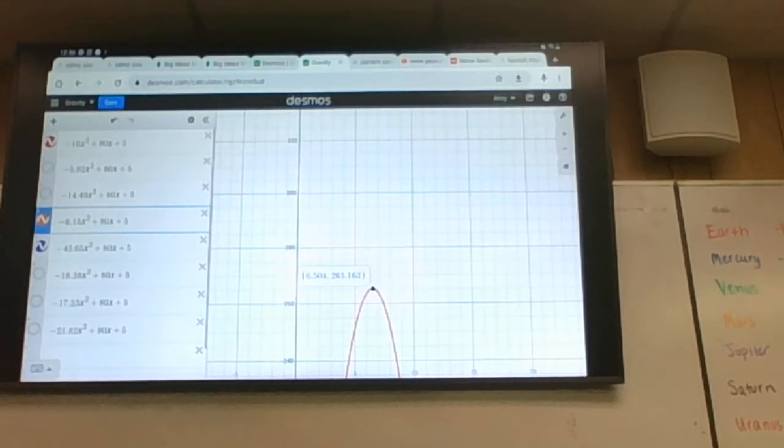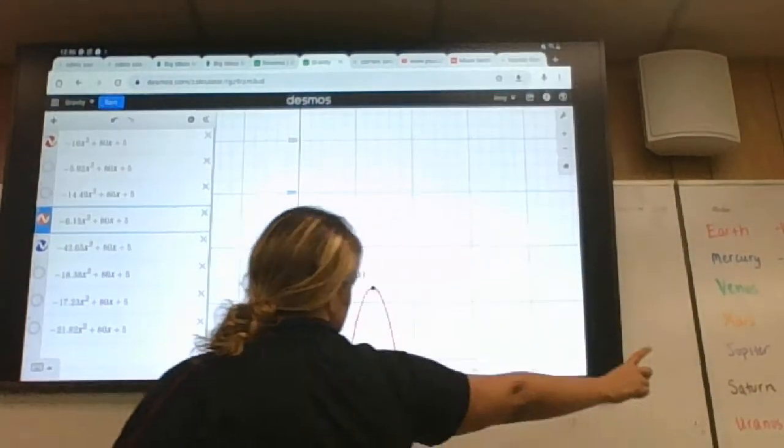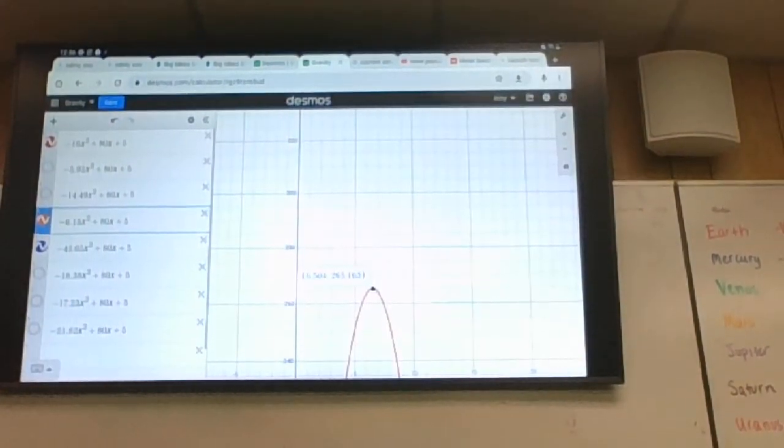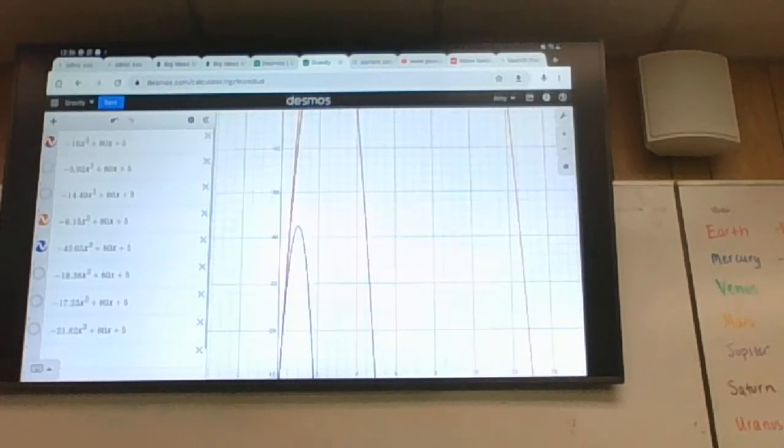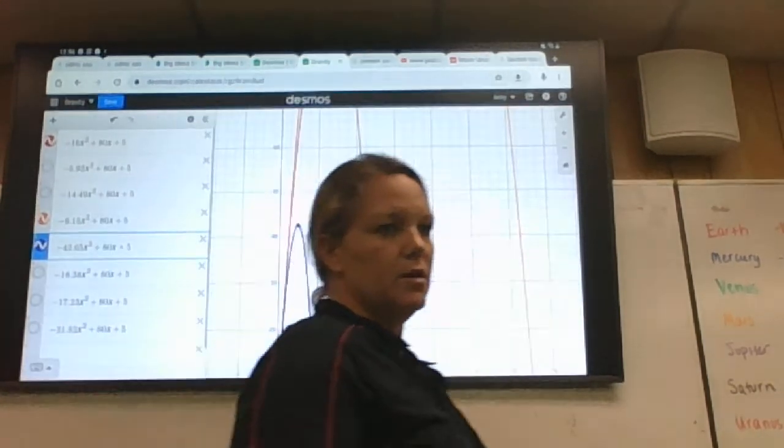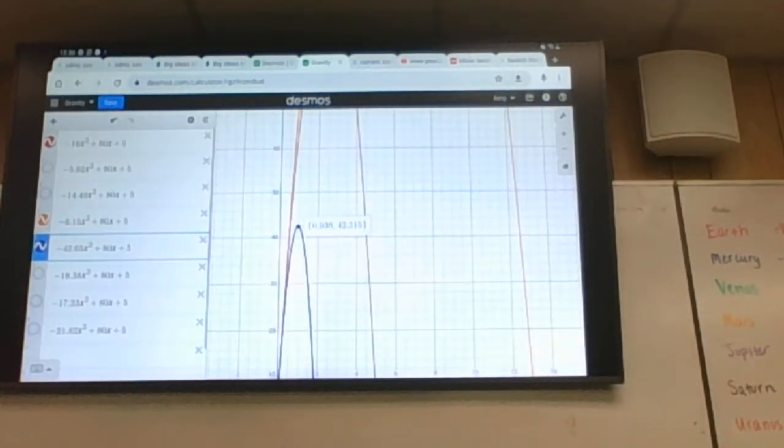Can I check the vertex? 42, I think. It's kind of near. Miss, it's supposed to be even on both sides, right? Yeah, just a different decimal. 42.5. Depends how you set it.